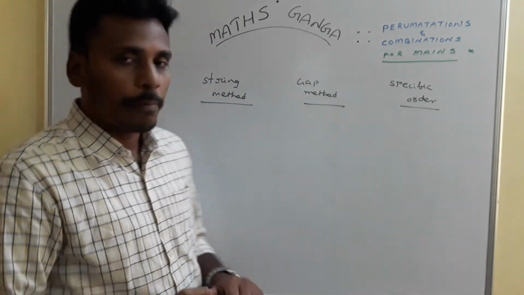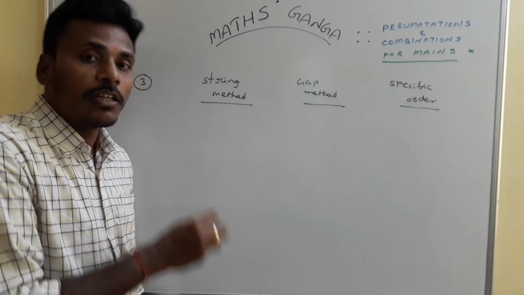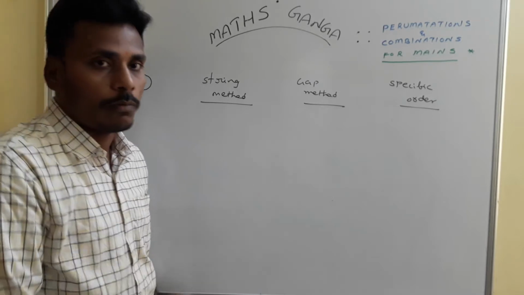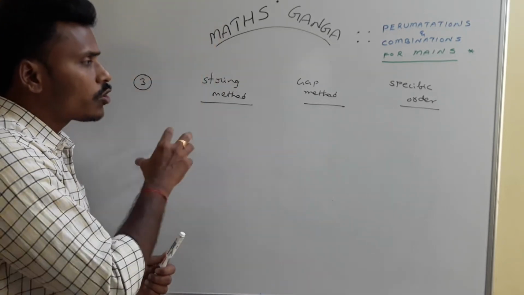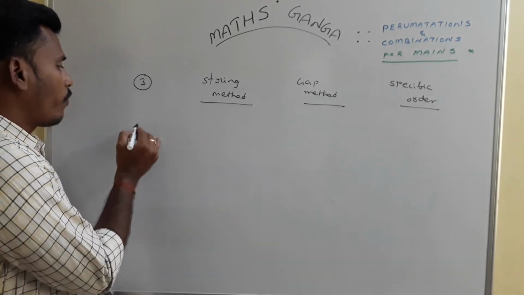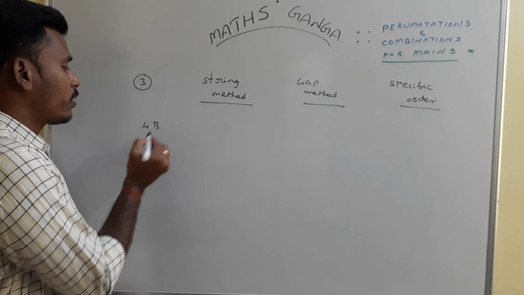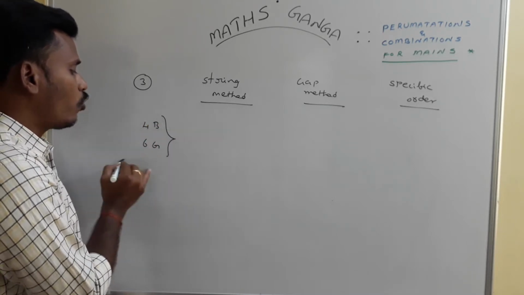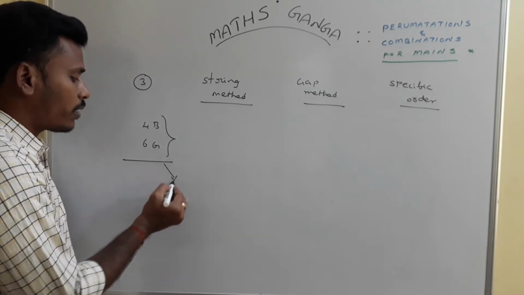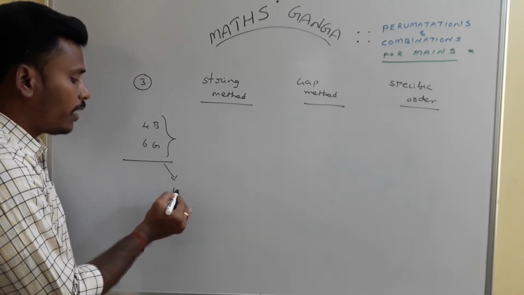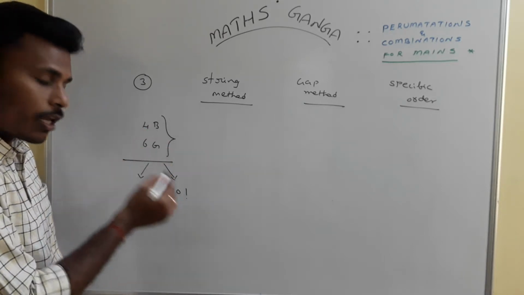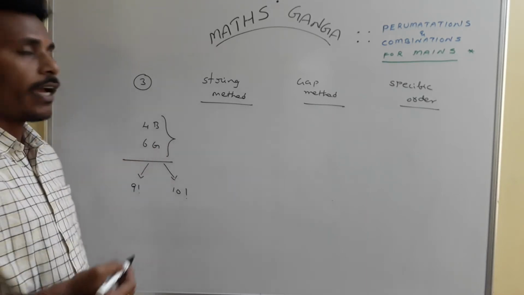Whereas coming to the gap method, a certain gap is mentioned in the problem. Based on that gap, in maintaining that gap, we need to arrange the objects. And the string method, where will we use this type of method? For example, if I have 4 boys and 6 girls, I need to arrange these 4 boys and 6 girls in different ways. If I wish to arrange these 10 persons in a linear way, it can be done in 10 factorial ways. If I wish to arrange these 10 persons in a circular way, it can be done in 9 factorial ways.